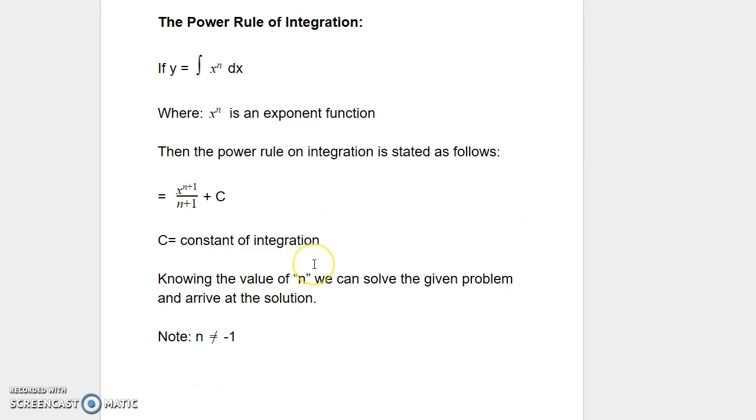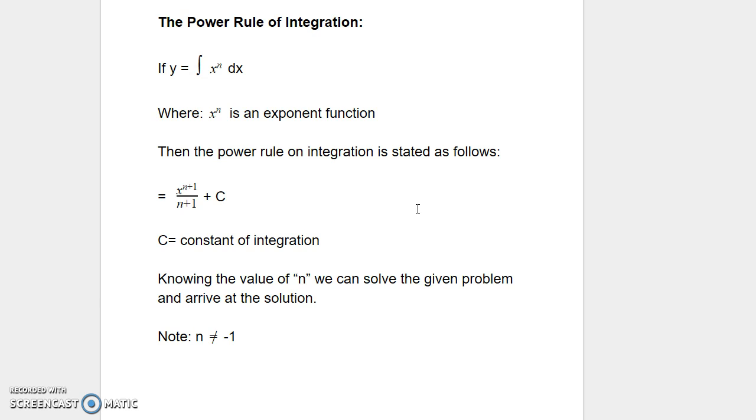The next rule is called the power rule of integration. If y equals integral x to the power of n dx, where x to the power of n is an exponent function, then the power rule of integration is stated as follows. We can write that as x to the power of n plus 1, the whole thing divided by n plus 1, plus c, where c is a constant of integration. Knowing the value of n, we can solve the given problem and arrive at the solution. We want to make sure that n is not equal to -1. We will solve some example problems related to the power rule of integration in my next video presentation.